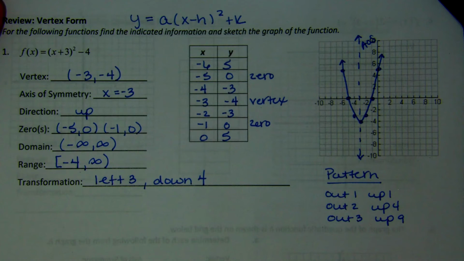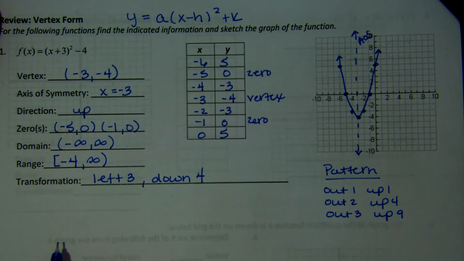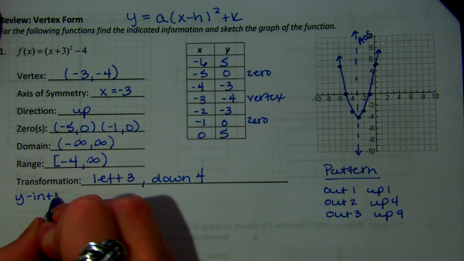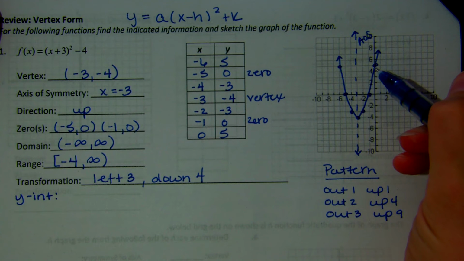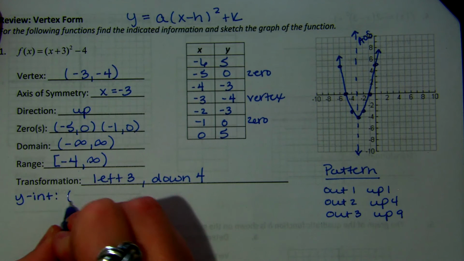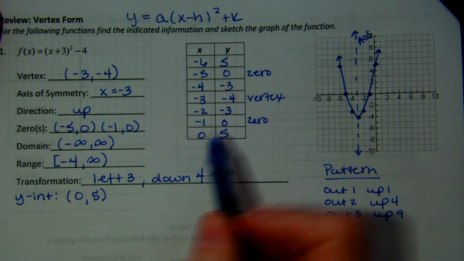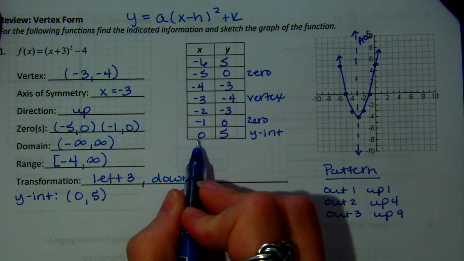Now on our list are two other attributes that we need to identify. They're not listed here, but they are on the list of things that we will need to be able to identify. And that's the y-intercept. The y-intercept is where the parabola crosses the y-axis, and that y-intercept is right there at (0, 5). You can also see that in the table where x is 0. See, it's right here. Where x is 0, that's the y-intercept.